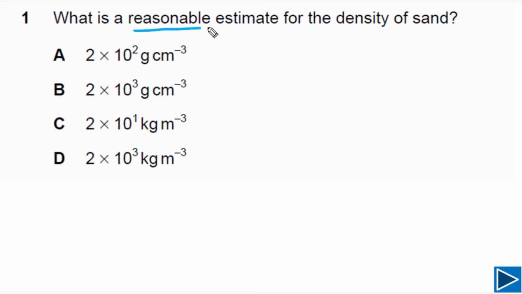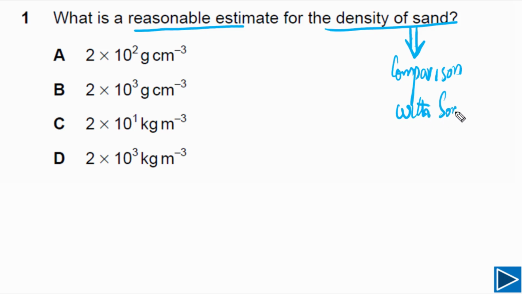First question is about a reasonable estimate for the density of sand, and this type of question is very common in this paper. Most of the time question 1 is about a reasonable estimate. We need to understand how to approach this type of problem. The best way to approach this type of problem is comparison, meaning you need to compare with something known, something you already know. So we can write down comparison with something known. That is the key concept you need to understand to answer this type of problem.